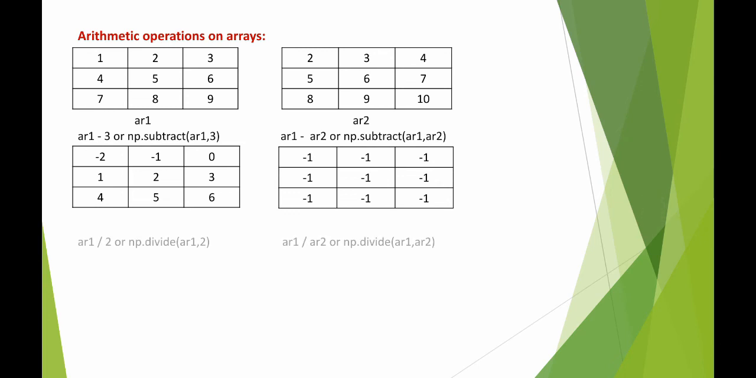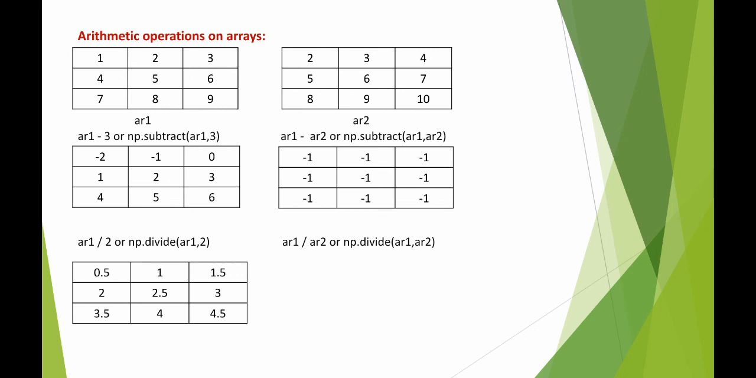So if the next operation is something like this, ar1 by 2, or np.divide(ar1, 2), the output produced will be somewhat like this. You can see each element of ar1 is being divided by 2, so the output has been produced accordingly. 1 by 2 is 0.5, 2 by 2 is 1, 3 by 2 is 1.5, 4 by 2 is 2, and similarly the rest of the elements have been treated.